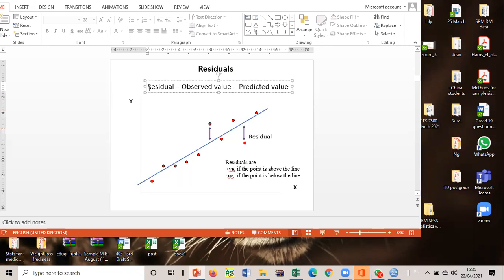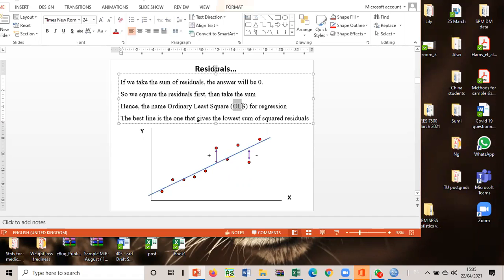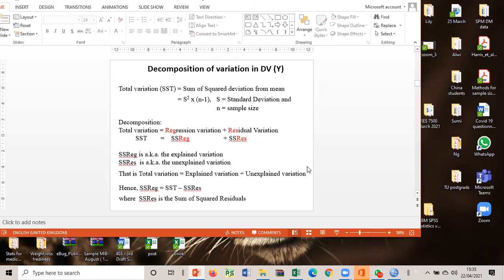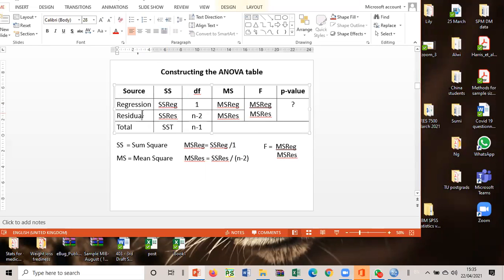Okay, let's see now. This is a residual. These are residuals. They can be positive, they can be negative. So this is the method used, OLS. The line that minimizes all the residuals is the best line. Let's go to the table. Partition the variation into regression and residual. The total is partitioned into these two. The total variation is all the residuals squared and added.